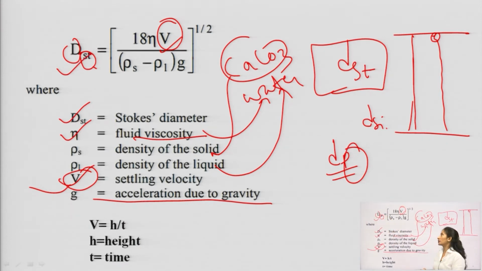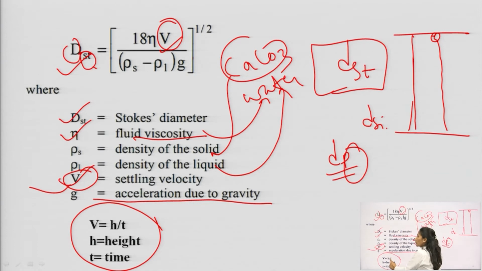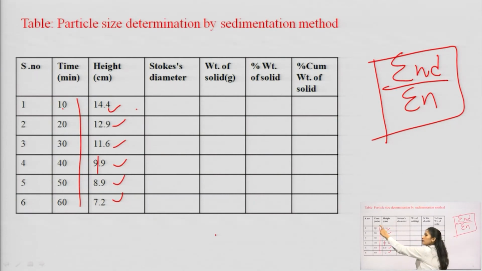And how will you determine this settling velocity or rate of sedimentation? The formula for determination of the settling velocity is V equal to h upon t. H is the height and t is the time. This is the height and this is the time.